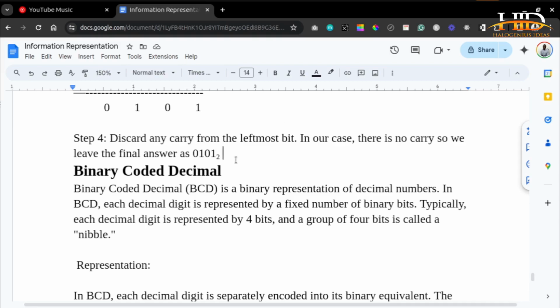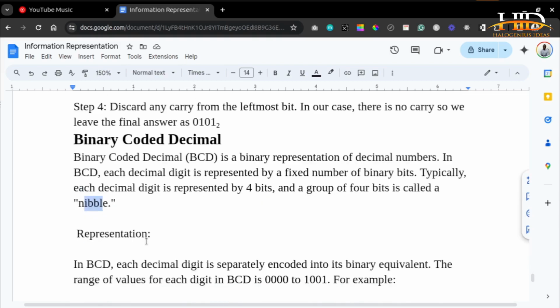The final thing that we're going to be talking about is binary coded decimals. So binary coded decimals is a binary representation of decimal numbers. In BCD, each decimal digit is represented by a fixed number of binary bits. Typically, each decimal digit is represented by 4 bits. Okay, and these 4 bits are referred to as a nibble.